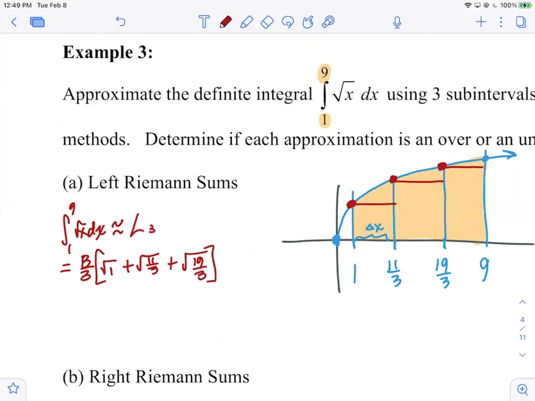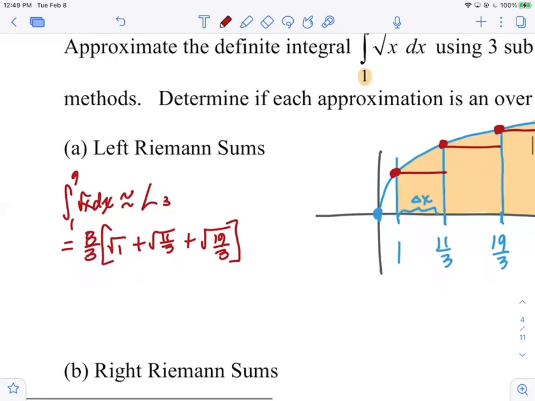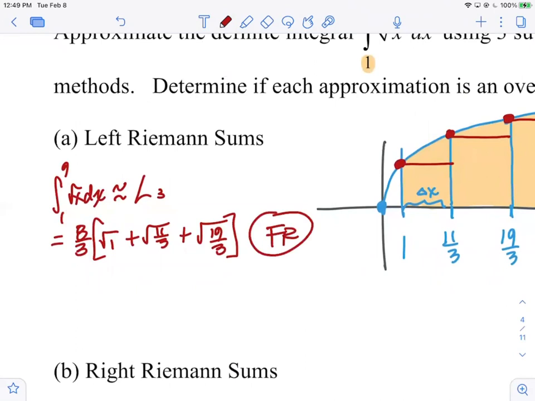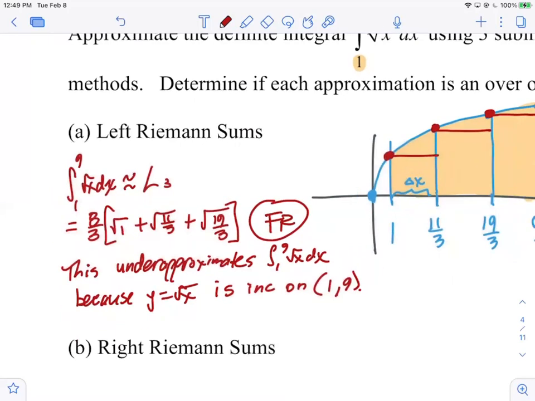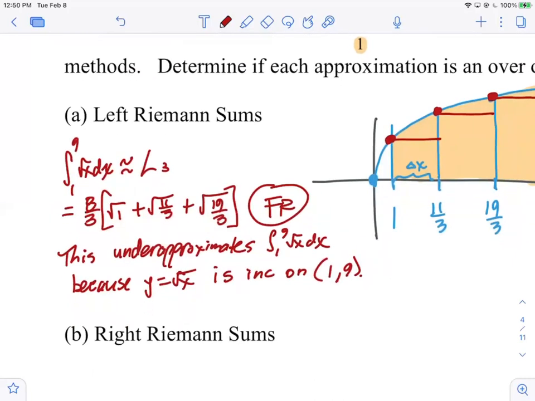And we'll treat this like a free response. So that's width times height plus width times height plus width times height. I'm not going to simplify that. We'll just pretend that's a free response. You're done. And then you would say something like this under approximates the integral from 1 to 9 of the square root of x dx, because, and for rectangles, it always has to do with increasing, decreasing, because y equals the square root of x is increasing on the interval from 1 to 9. It might ask you to justify on a free response. Increasing.